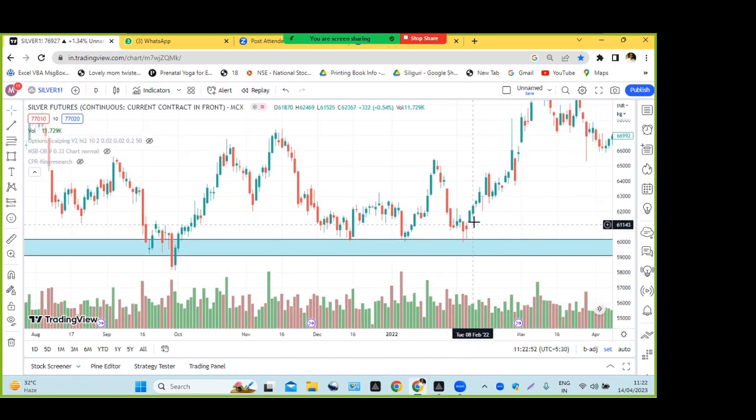So this is very simple, very good. Jump in with the stop loss somewhere here or somewhere here. See the magic? See the magic?